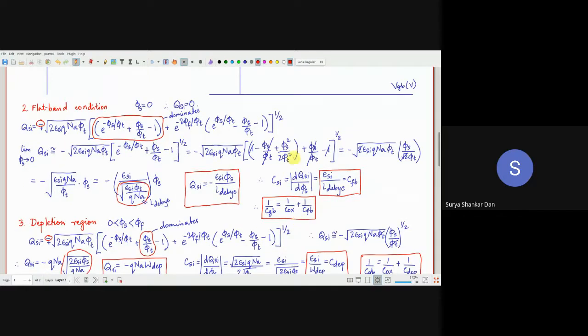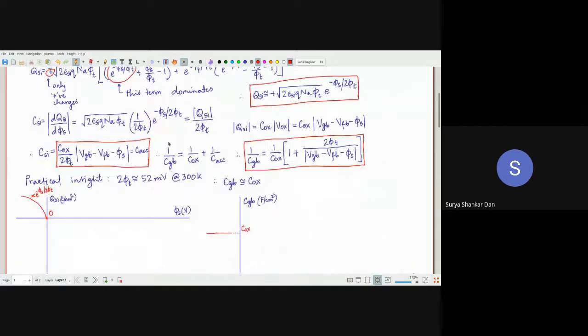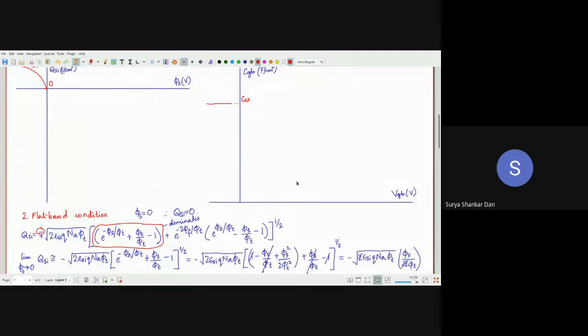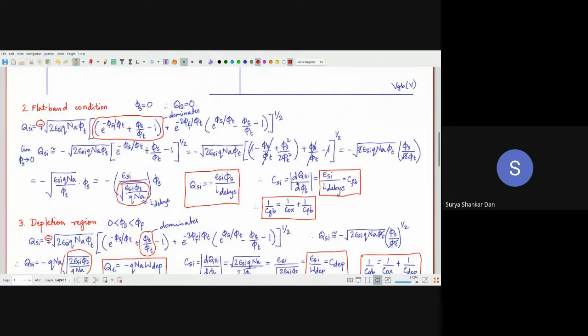Okay, now this is important. Look, compared to the previous one, where this part was very small, so we had only 1 by CGB equal to 1 upon COX, so CGB equal to COX. Here we find that 1 upon CFB is not going to be very small.